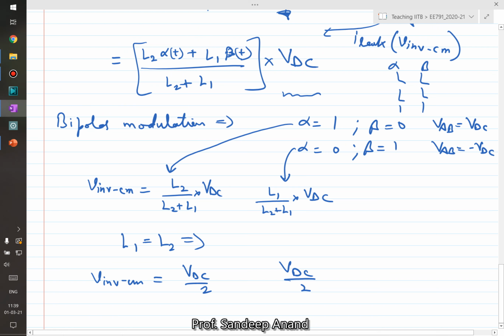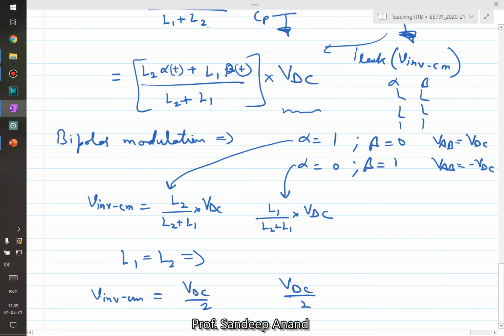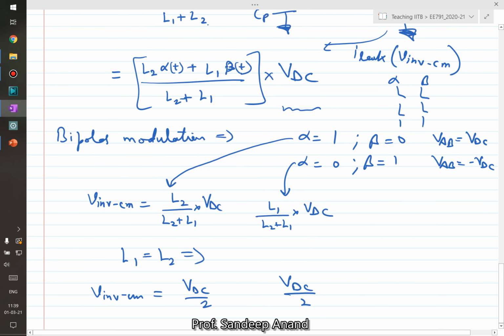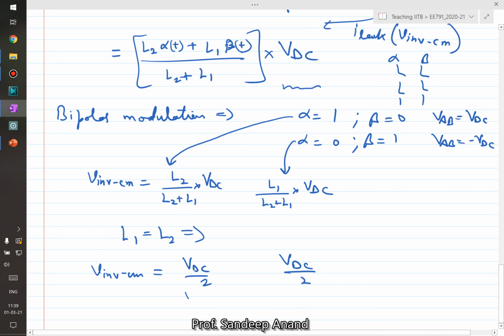But if you do not keep L1 equal to L2, even in bipolar modulation, we will have leakage current, right? If L1 is slightly not equal to L2, then the left hand side expression and the right hand side expression are no longer going to be equal. And if they are not equal, that means as the inverter is switching, the inverter common mode voltage is switching between these two values. That means the inverter common mode voltage has a high frequency component which will produce high frequency current. Obviously, if the error between L1 and L2 is very, very small, then this high frequency component is going to be very, very small.